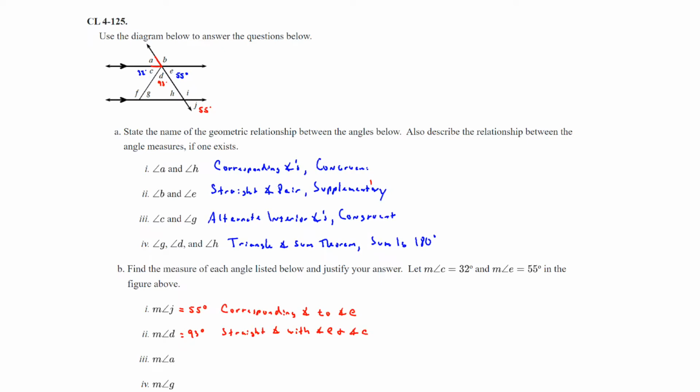And so with these 2 lines, this one and this one, A and E would be vertical angles, and they would be congruent. All right, and then the last one, the measure of angle G, and that's right down here. And angle G and angle C are alternate interior angles, and they would be congruent. So angle G would be 32 degrees. And that is it for that question.